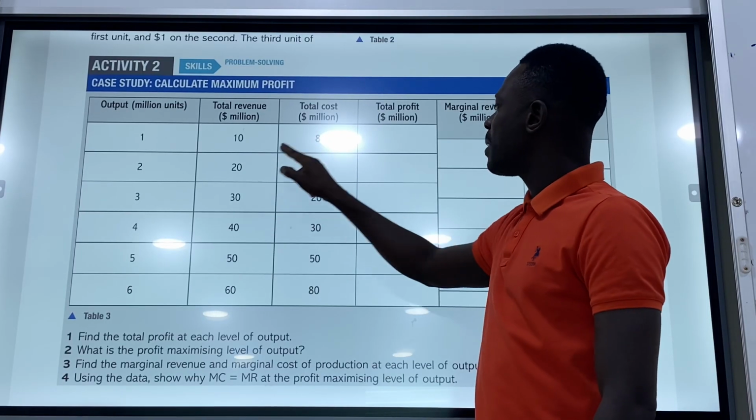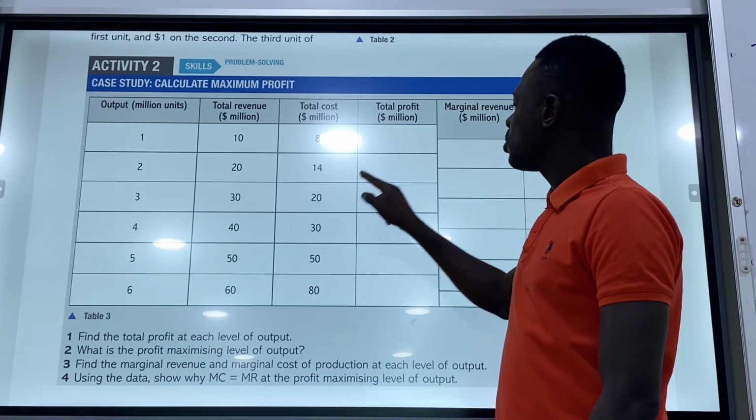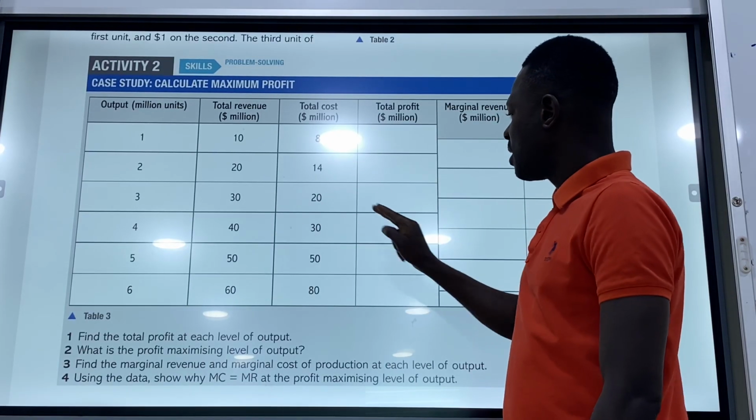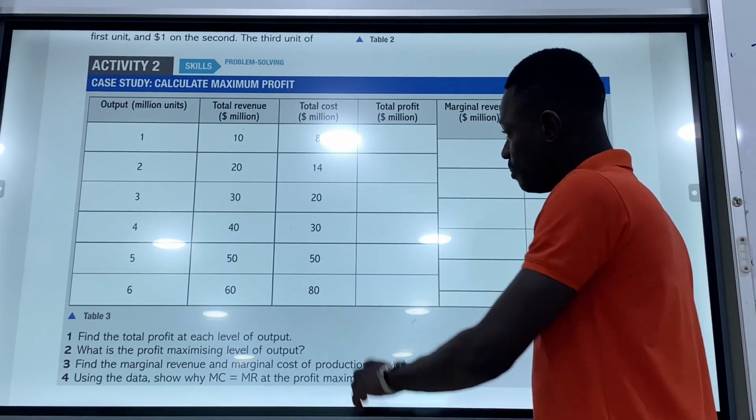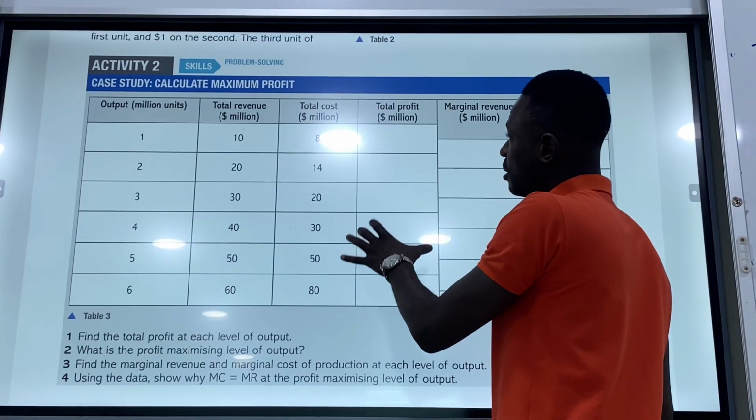For column 2 it is 20 minus 14, which is 6. 30 minus 20, which is 10. 40 minus 30, which is 10. 50 minus 50, which is 0. 60 minus 80, which is minus 20. This is our total profit.